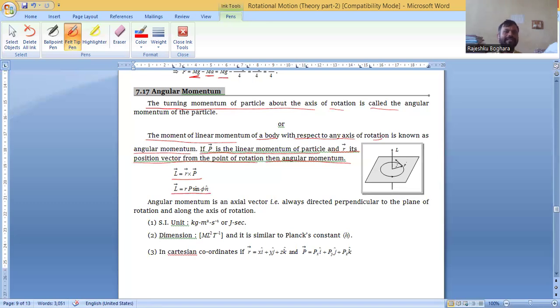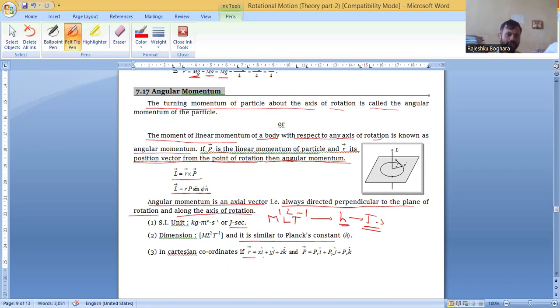Okay, n cap is the plane perpendicular unit vector. The angular momentum is an axial vector. Torque is also an axial vector. It is always directed perpendicular to the plane of the rotation and along the axis of rotation. Its unit is kilogram meter square per second, या joule into second. Dimension formula M1 L2 T minus 1. It is similar to Planck constant. In chemistry, we take a Planck constant. Its unit is joule into second.